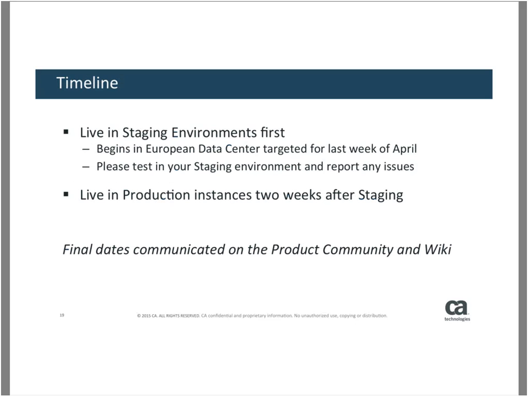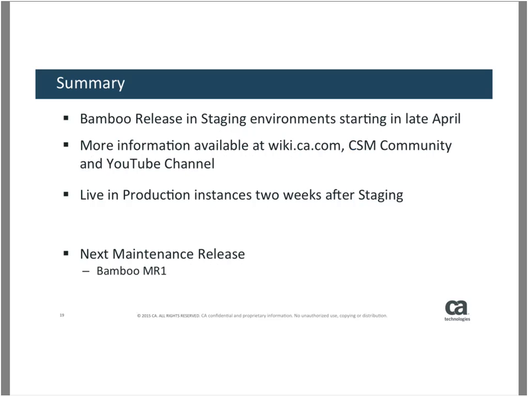The European data center staging environment goes out at the end of April, and then approximately 2 weeks later, we go into production. The same for the other data centers. We do it in a staggered fashion to make sure everything is working well. So all the exact dates will go out on the product community and the wiki, and hopefully all of you are also receiving emails from me on that. But look at the community and the wiki for all those updates and exact timelines, which should go out early next week.